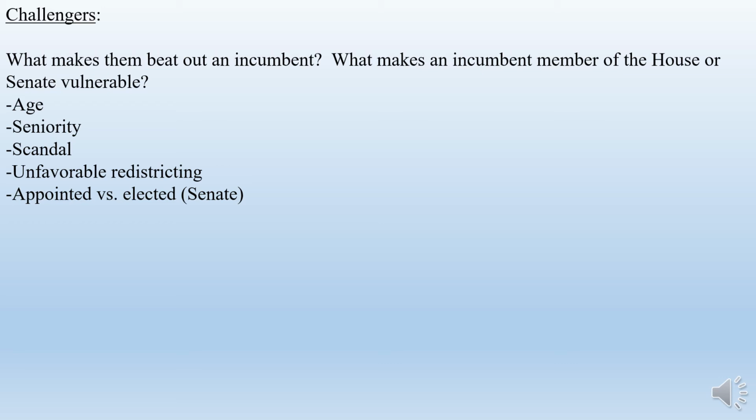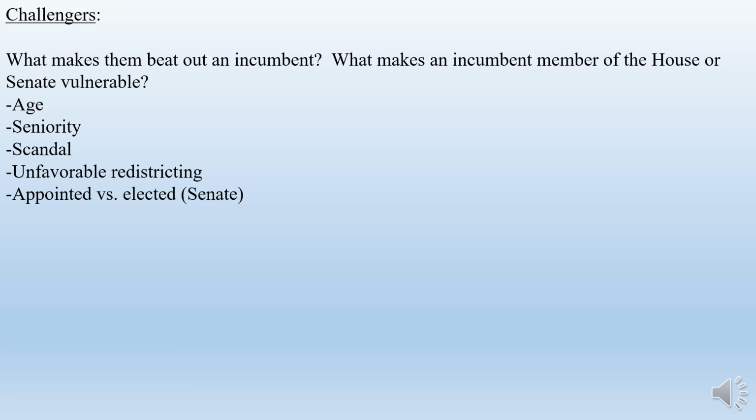Unfavorable redistricting. There are times when you are in a solidly Democratic seat. If you're a Democrat, next thing you know, your Republican state house will redraw the districts. And before you know it, you are now in a Republican-leaning district. So you may end up losing re-election simply because the voters that you're used to voting for you are now voting for someone else.